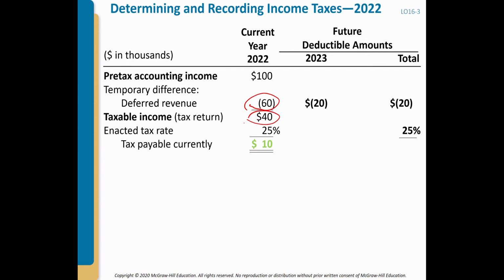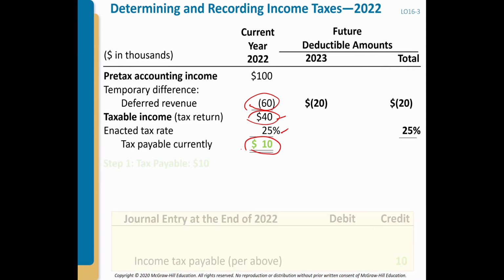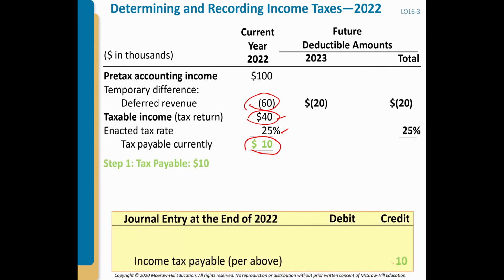Because we already paid more, paid 80. So now we are allowed to deduct, we pay less tax. So 40 should be the taxable income. When you pay tax on 40, tax rate is 25%, 25 times 40, you got 10. 10 is the tax that will be due right now. So this is income tax payable, 10.